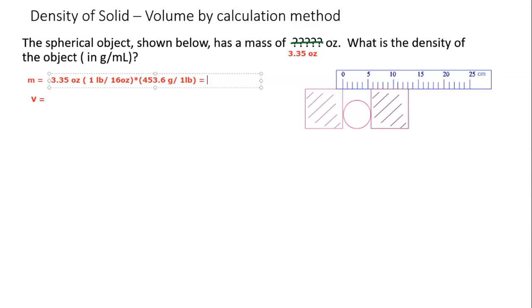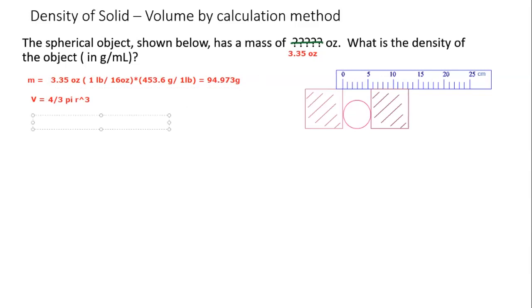And we get 94.973 grams. That's the mass. Now for the volume, since this is a sphere, we know the volume equals 4/3 pi r cubed. So we need to determine r in order to calculate the volume.